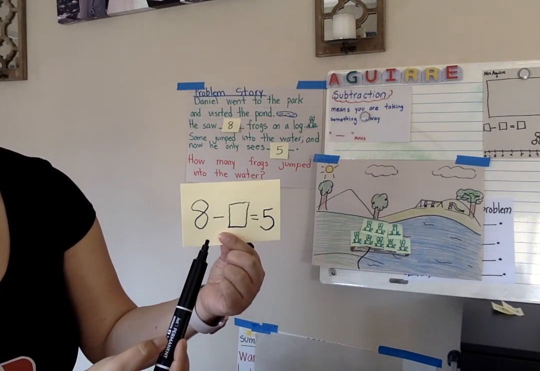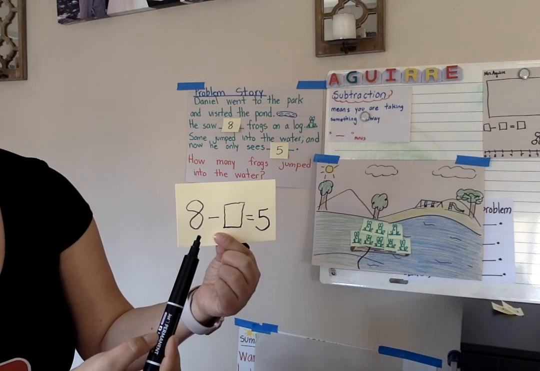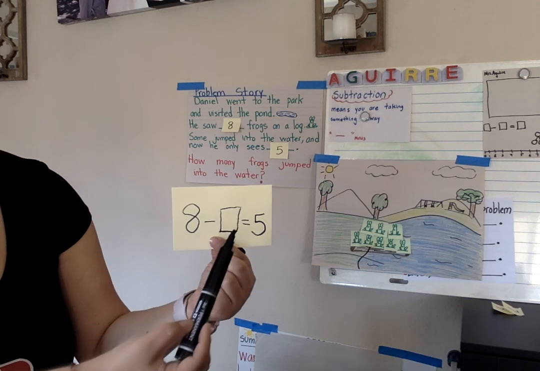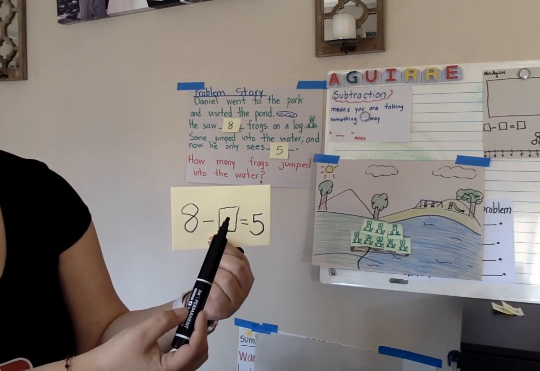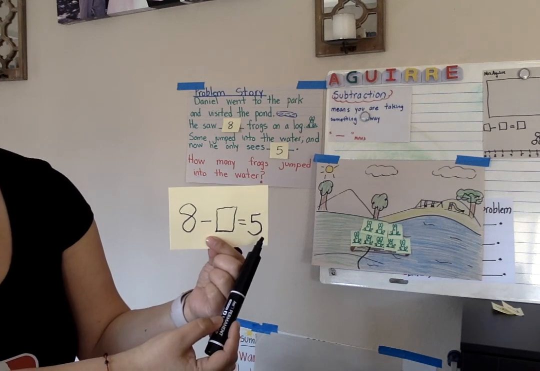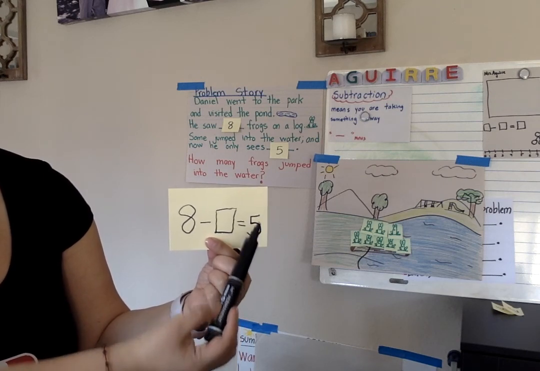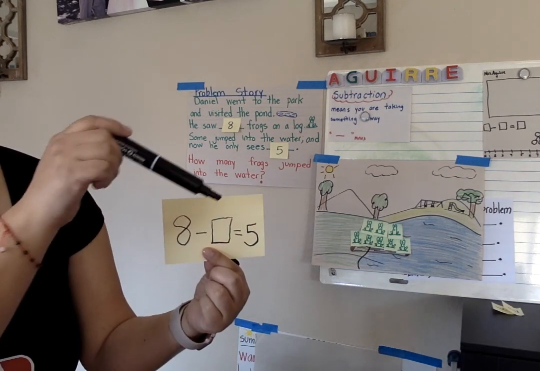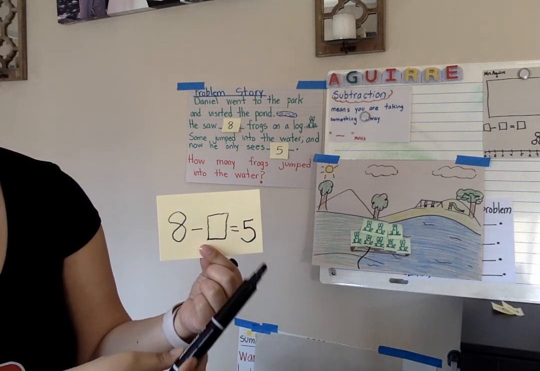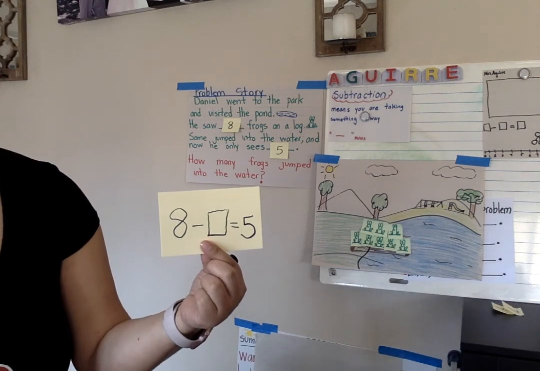There were 8 frogs. Habían 8 ranas. Some of them jumped in the water. Algunas brincaron al agua. Last, Daniel only saw 5. Al última solamente habían 5. So we're solving for the missing numeral. Tenemos que encontrar cuántos brincaron en el agua.